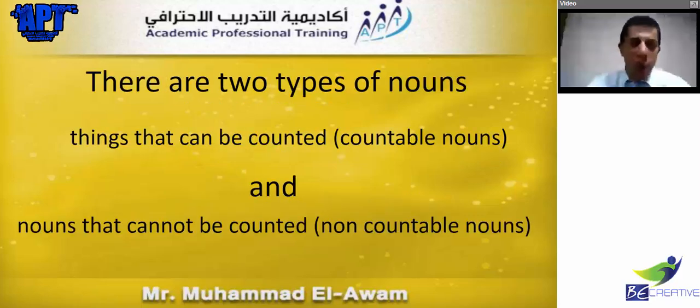So we have 2 types of nouns. We have things that can be counted, and these are called countable nouns, like cats, dogs, tables, chairs, pens, mobile phones. All of these are countable nouns. And the other type is nouns that cannot be counted, just like sugar, honey, or milk. These are called non-countable nouns. Okay, let's look at each type in detail.